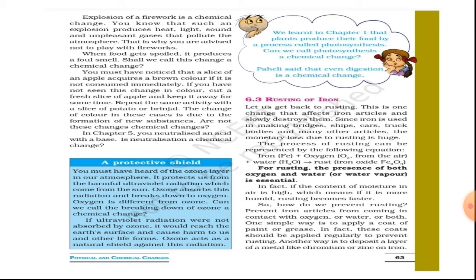surface, and this oil paint or grease breaks the direct contact of the iron material with air and water. Another way is to deposit a layer of a metal like chromium or zinc on iron. The process of depositing a layer of zinc on iron is called galvanization. This galvanization process is also helpful to avoid the rusting of iron.